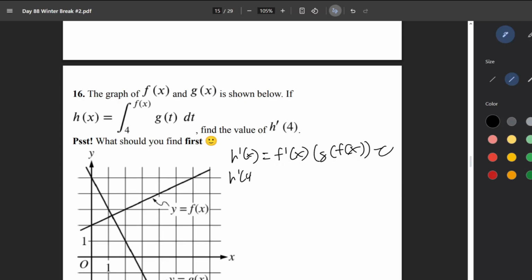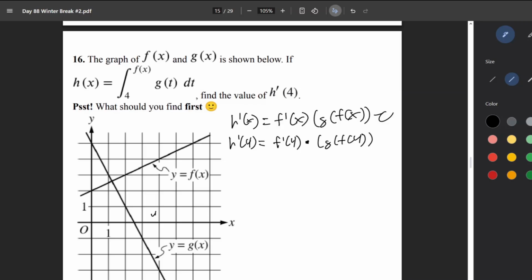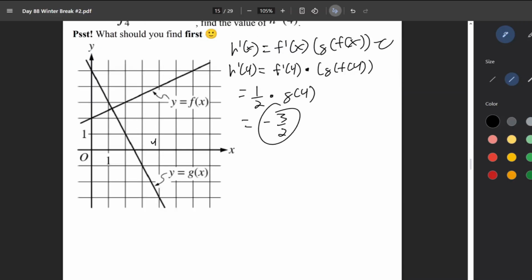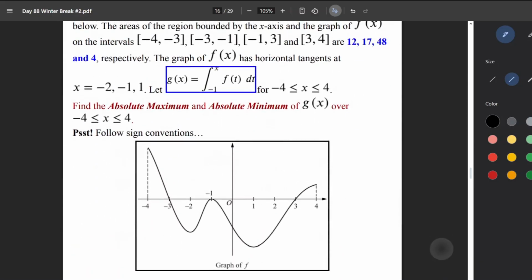Then h dash of 4 equals f dash of 4 times g of f of 4. So 4 is here. So f dash of 4 would be, since we're going over 2 and only rising 1, just 1/2 times g of f of 4. And f of 4 is 4, so it would be g of 4. And we know that g of 4 is -3, so it would be -3/2.